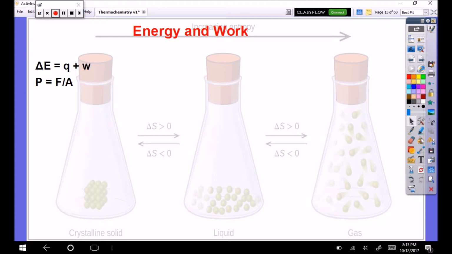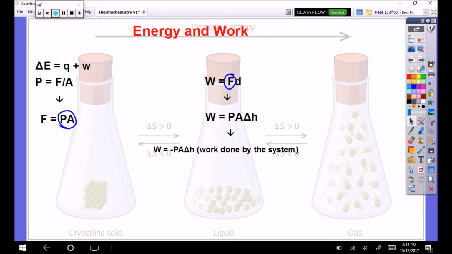So pressure is our force divided by our area. And we can rearrange that to get force on one side, and we end up getting force is equal to the pressure times the area. Well, if we think about that value, we know that it is related to work. We can incorporate our pressure into our work by saying the force times the distance is equal to the work. And since we have our force value here, we can plug in pressure times area, and we end up with pressure times the area times the height. Area times height, what does that give you? Well, it gives you a volume.